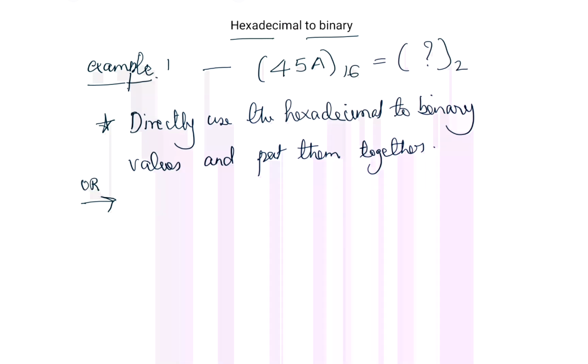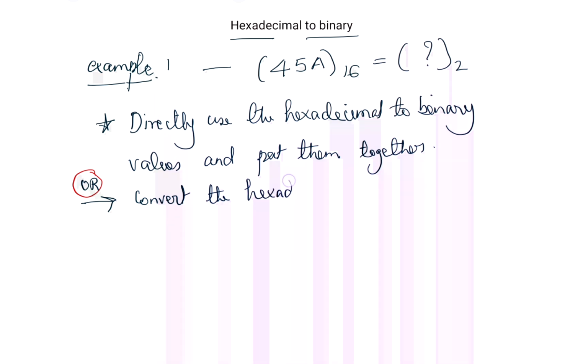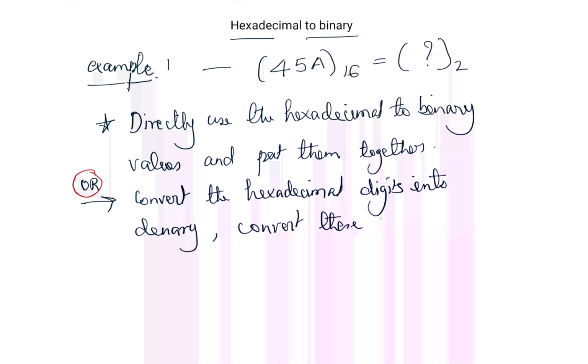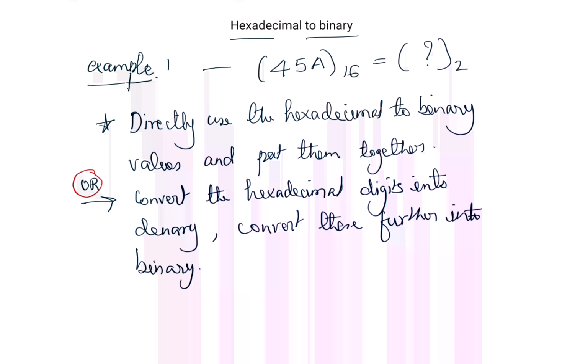The second way is convert. I'll put the "or" here so that it's not confusing. Or convert the hexadecimal digits into denary and convert these further into binary. These are the two ways of doing it. Both are pretty much straightforward.